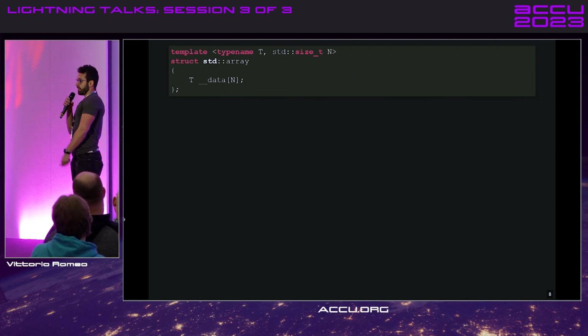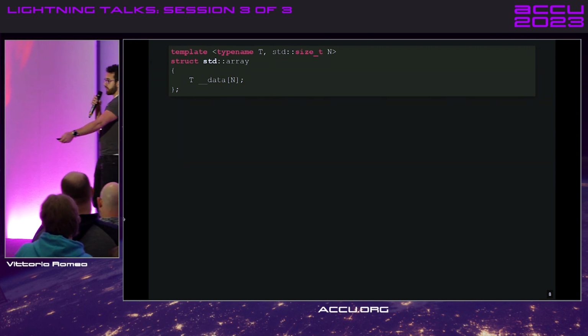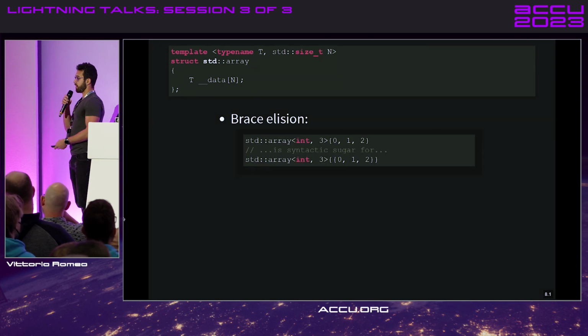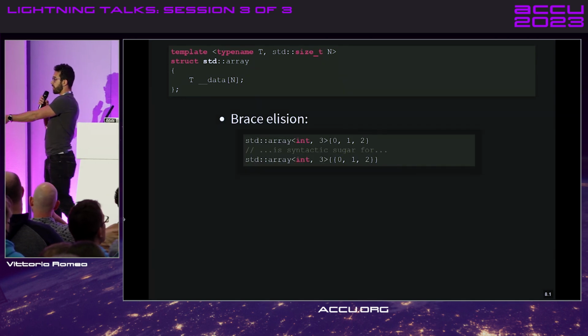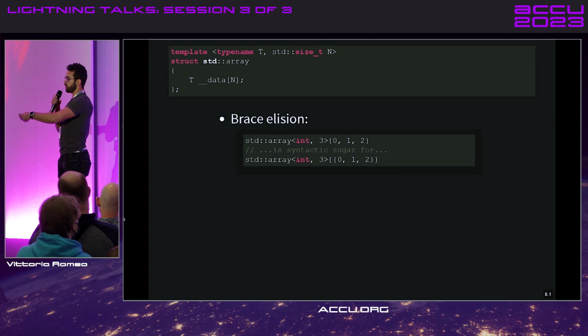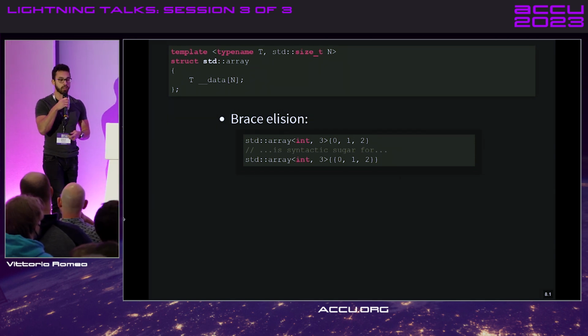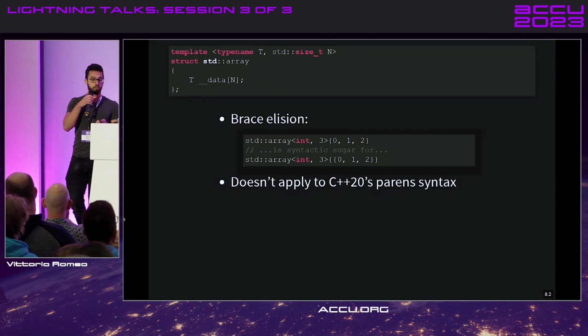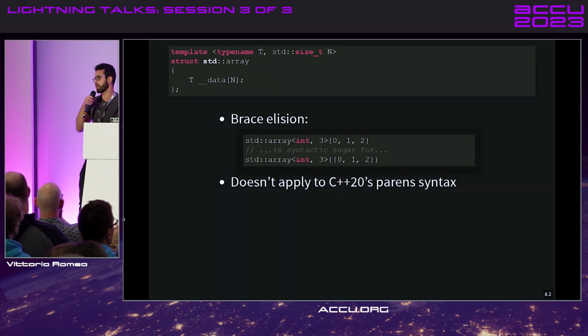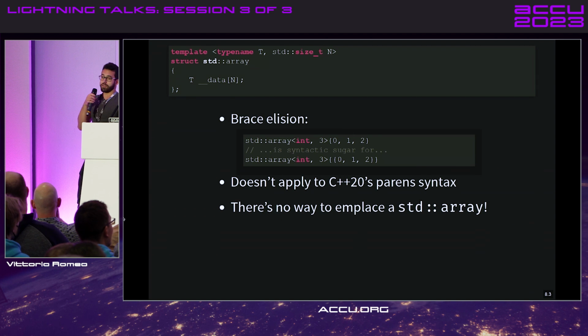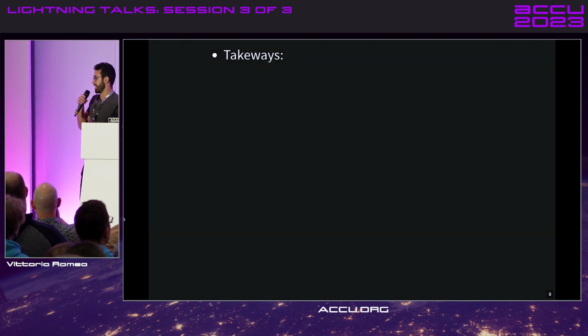Why is this happening? Very quickly, because array has a member inside, which is a built-in array. So when you write array<int, 3>{1, 0, 2}, you're actually writing syntactic sugar for the double braces. It's performing brace elision. But since we mentioned it's not allowed for parentheses, that's why it doesn't work in that case. And yeah, there's no way to emplace a std::array.